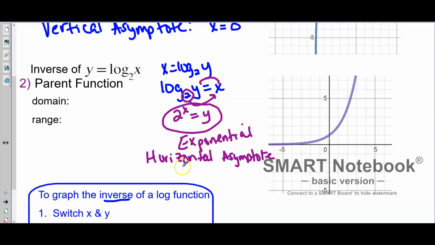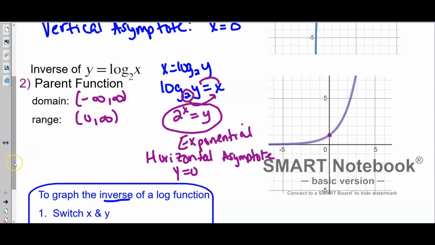And the horizontal asymptote is y equals 0 because it's not crossing that x-axis. So the y values aren't becoming negative unless you do some kind of shifting or reflecting. Okay, so the domain of the parent function comes from negative infinity and continues to positive infinity. And the range goes from 0 to infinity.